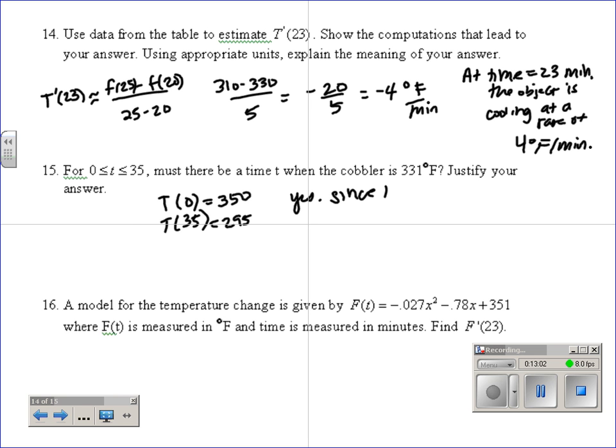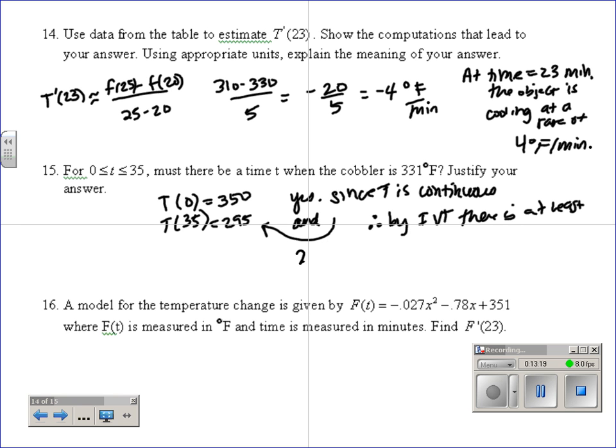Since T is continuous, you have to say it's continuous. And therefore by IVT, there is at least 2 t's such that, we're calling this not f, sorry, it's T of t equals 331.